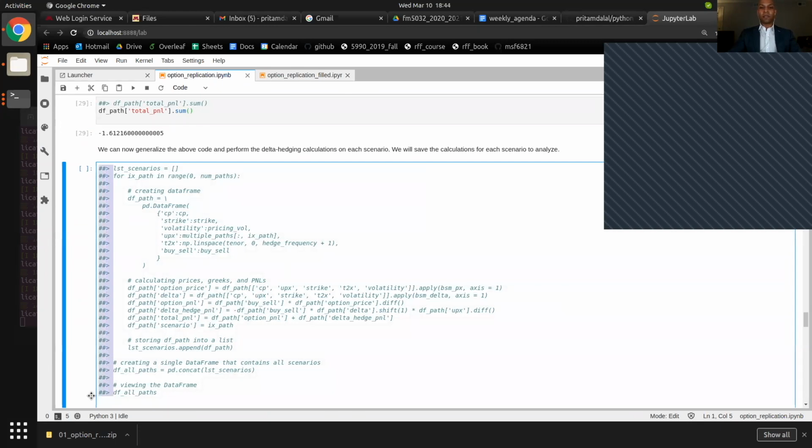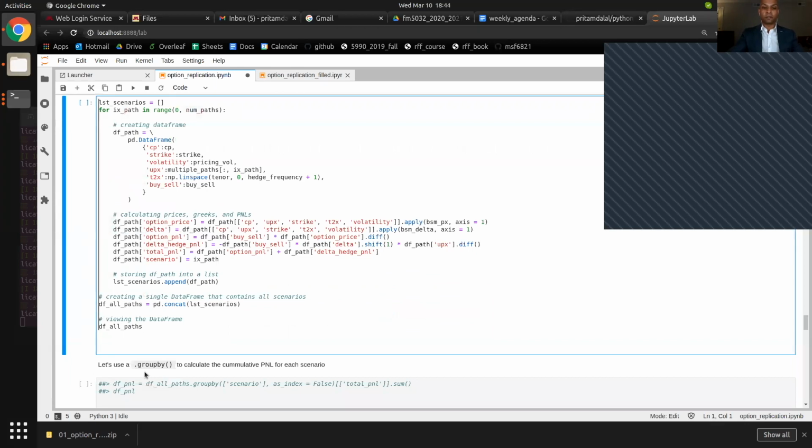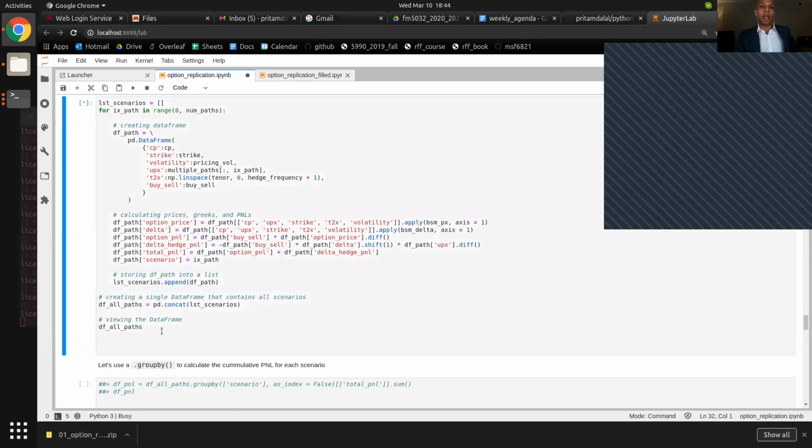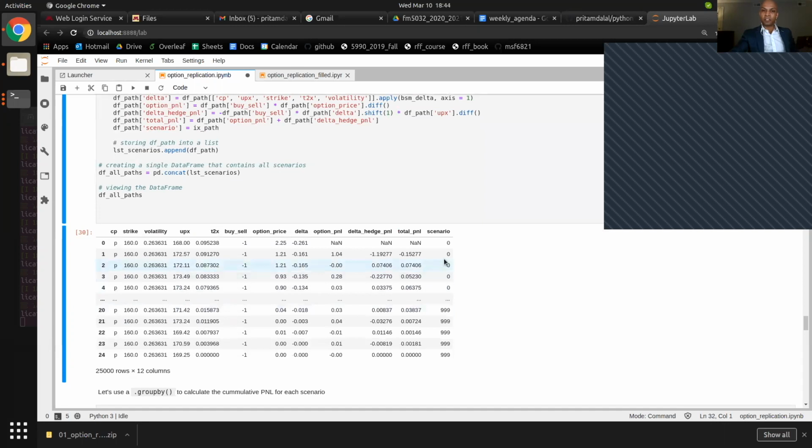All right, so this big chunk of code basically just repeats this process of calculating cumulative P&Ls for all the scenarios. Not just cumulative P&Ls, but delta hedge P&Ls, total P&Ls, all that stuff. So we'll run that, and we'll see what the resulting data frame looks like. Cool. As you can see, we've got 1,000 scenarios. The first one is scenario 0. The last one is 999. And then we have the same set of columns as before: the option P&L for that scenario, the delta hedge P&L, and the total P&L.